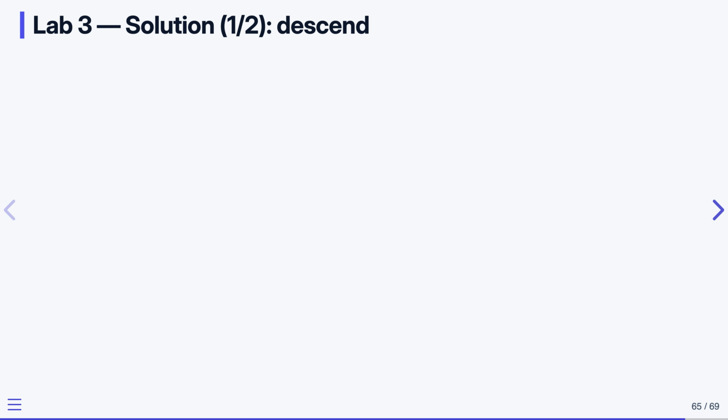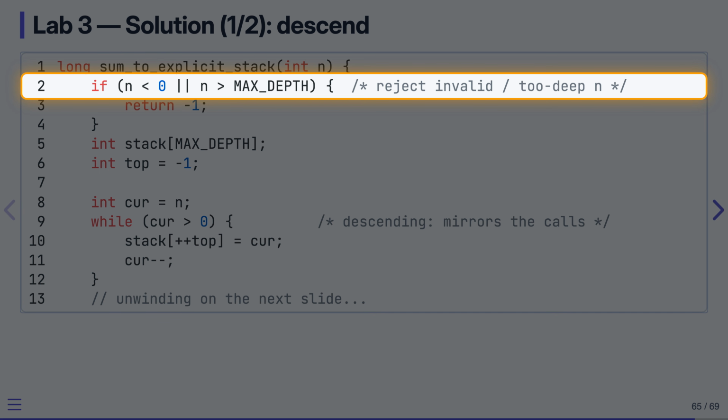Let us look at one way to write it. The descending phase comes first. First we guard the input. If n is negative or bigger than max depth, we reject it and return -1. Max depth is the size of our array, so this check also keeps the array from overflowing.